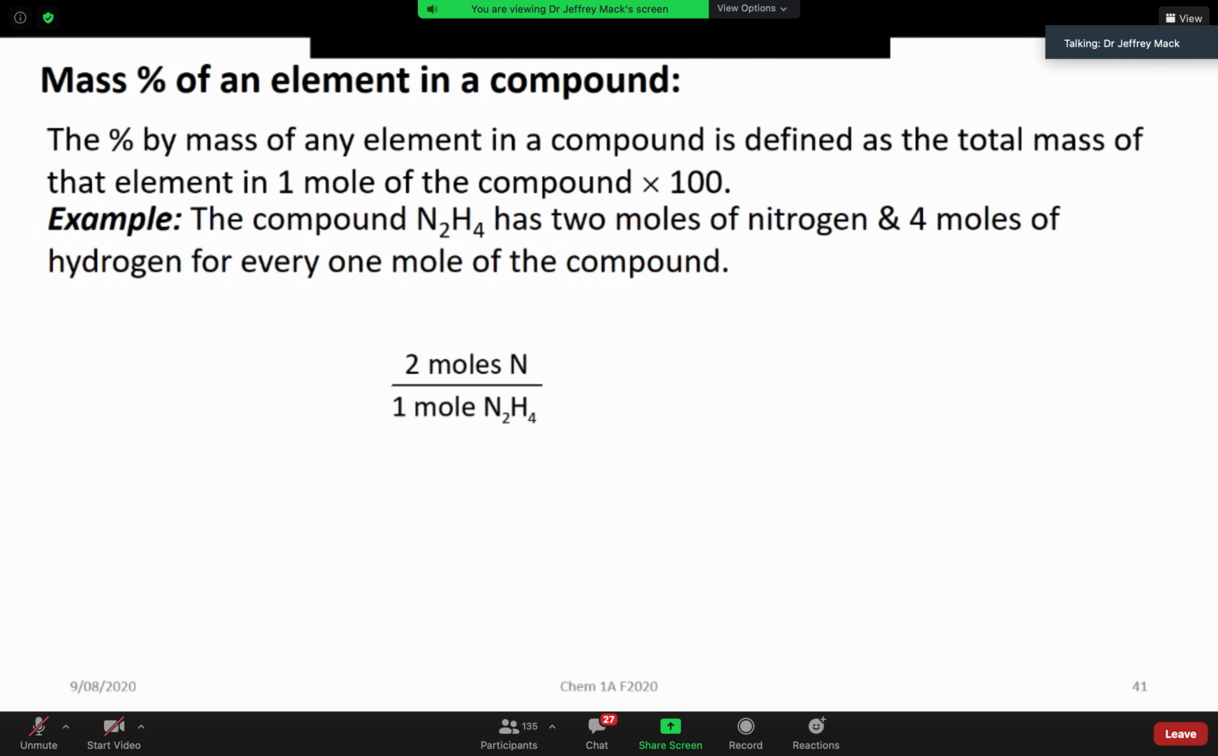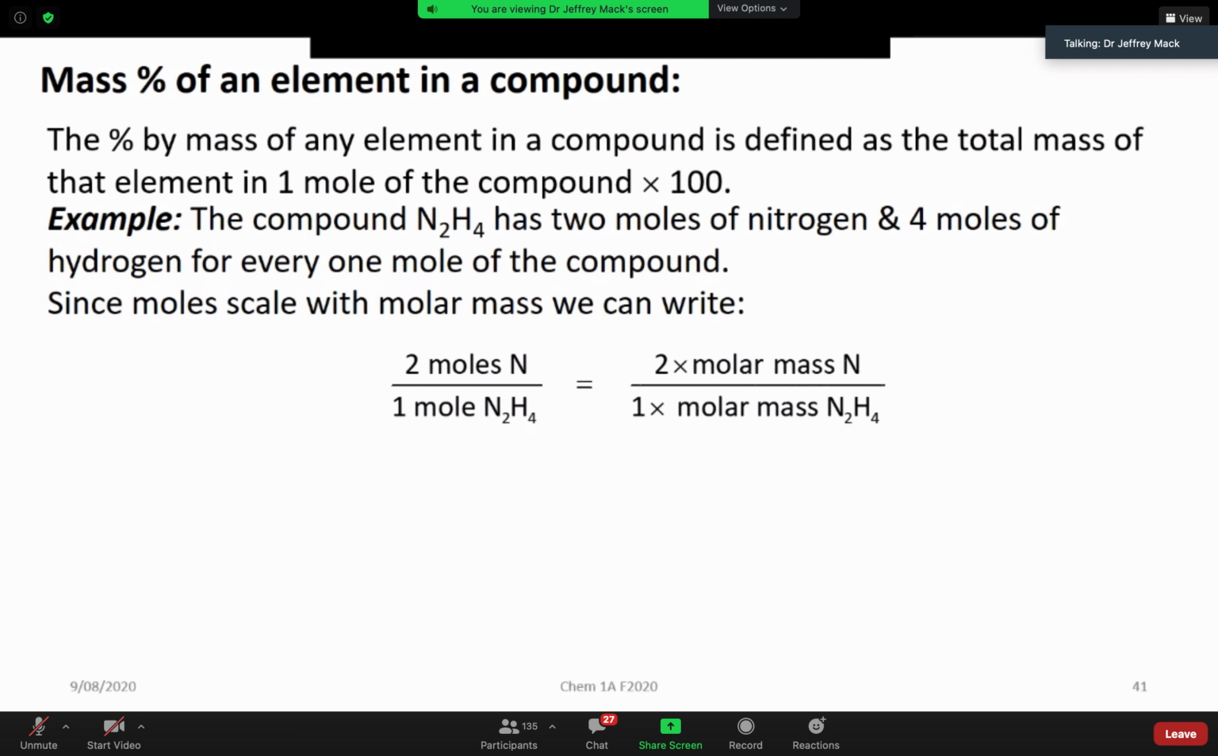So in hydrazine, I have 2 moles of nitrogen for every 1 mole of hydrazine, or dinitrogen tetrahydride, right? I got that from the chemical formula. Now, since moles scale with molar masses, I could say 2 times the molar mass over 1 times the molar mass of hydrazine, right? Sure. Remember, moles are proportional: mass by molar mass.